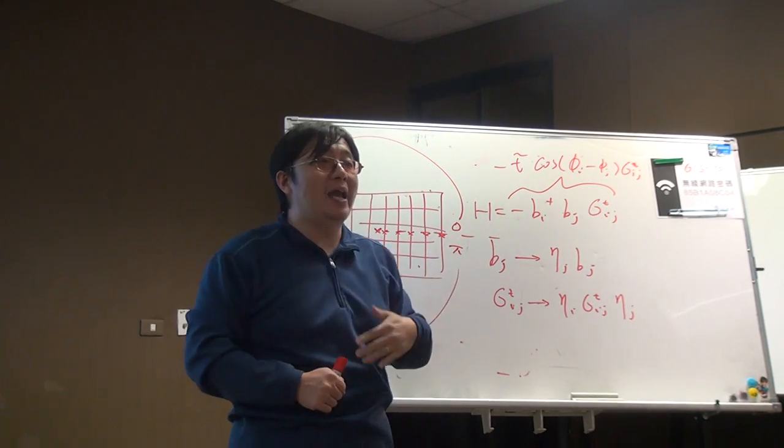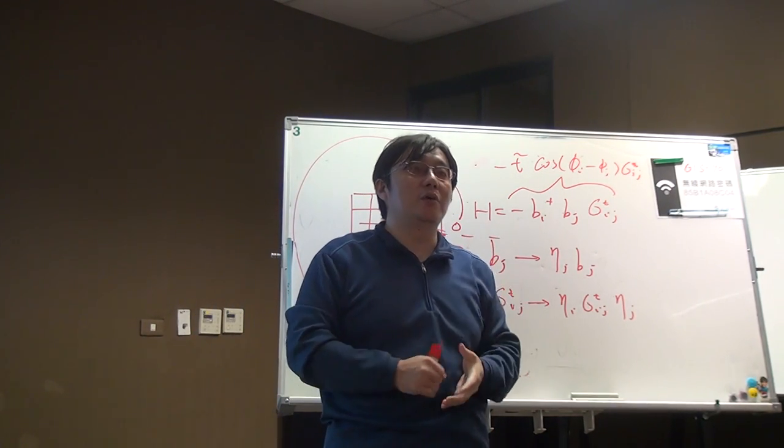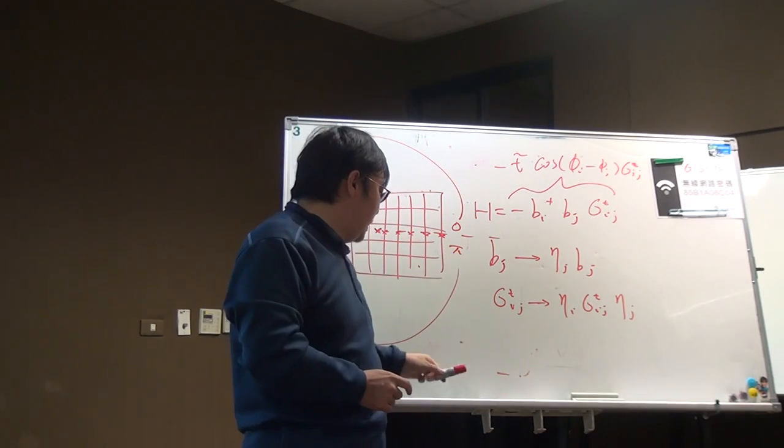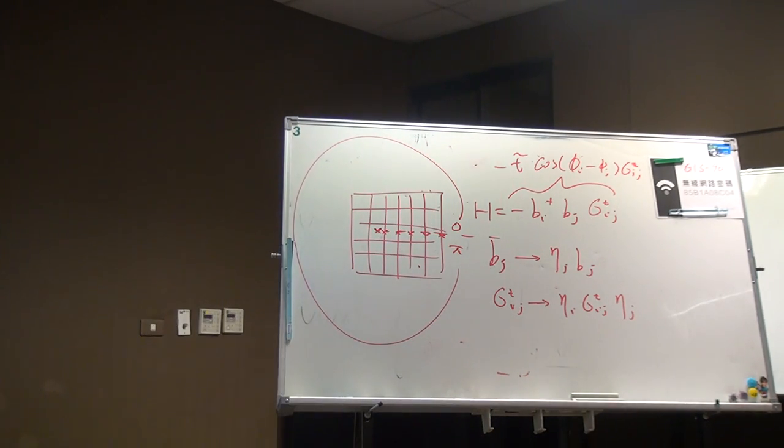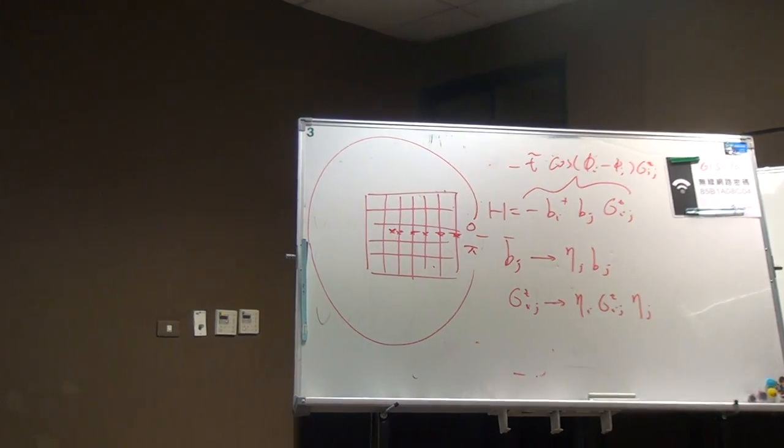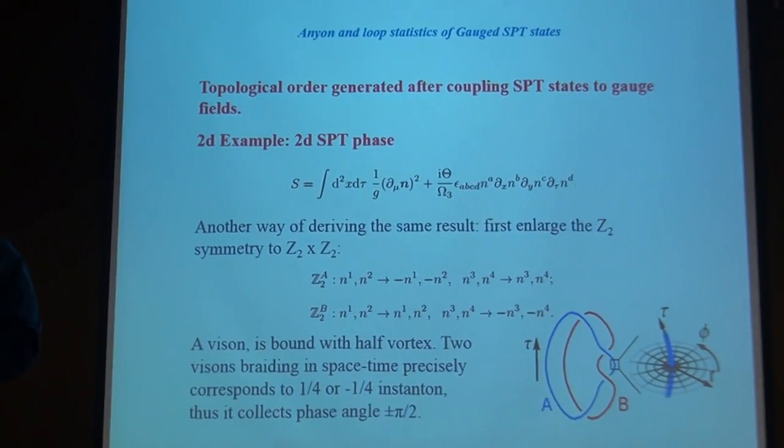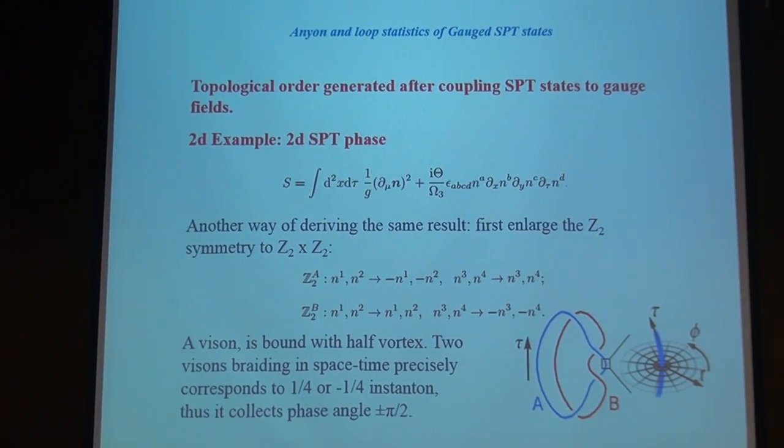This visor is the M excitation introduced in the toric code model. So if I couple this system to a Z2 cross Z2 gauge field, then the two visors will each be bound with a half vortex. And when I braid them in space-time, this process will correspond to a 1/4 O4 instanton. Before, I said that the O4 skyrmion or O4 instanton corresponds to a linking between two full vortices. But now I have two half vortices linking in space-time, so they correspond to a 1/4 instanton.